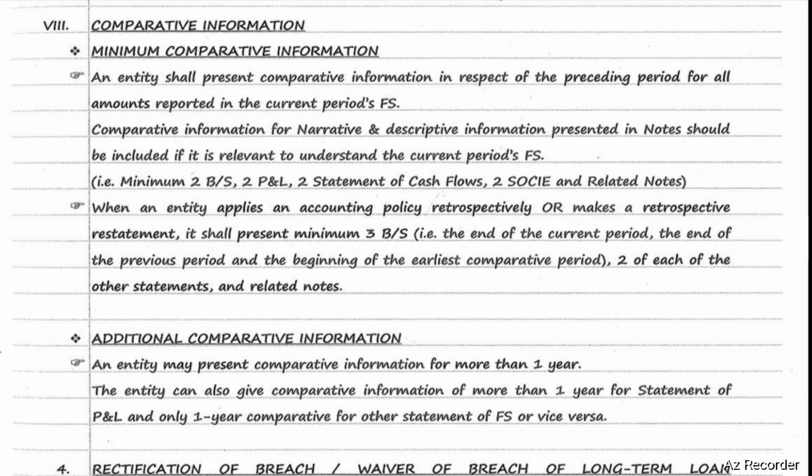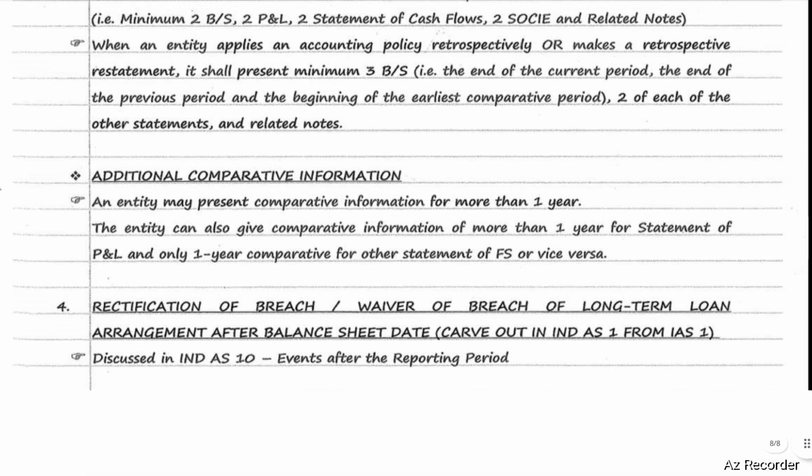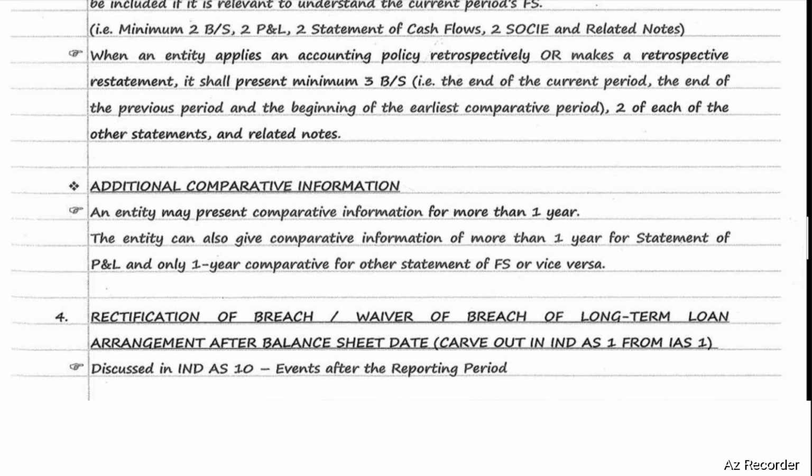When an entity applies an accounting policy retrospectively or makes a retrospective restatement, it shall present minimum three balance sheets. That is, at the end of the current period, and at the end of the previous period, and at the beginning of the earliest comparative period. Two of each of the other statements and related notes. Additional comparative information. An entity may present comparative information for more than 1 year. The entity can also give comparative information of more than 1 year for statement of P&L and only 1 year comparative for other statement of financial statements or vice versa.